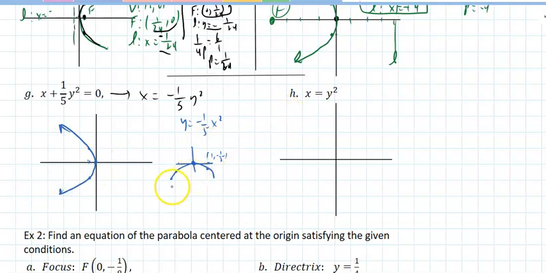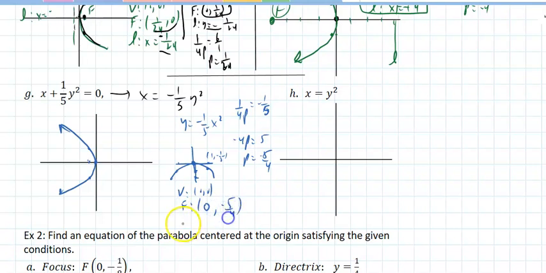Now, I'm going to take 1 over 4p and set it equal negative 1 over 5. So I'm getting negative 4p equal 5, p equal negative 5/4. So 1 and 1/4, right? 1 and 1/4. The vertex is at 0, 0. Focus 0, negative 5/4, and the directrix y equal 5/4.